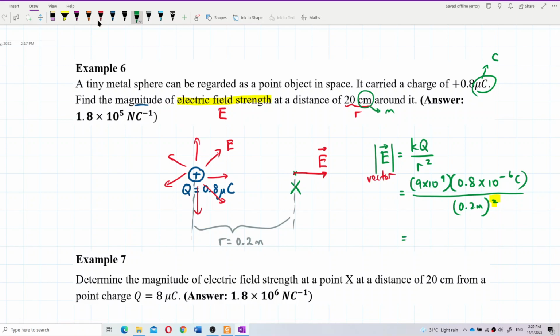Okay, let's calculate the value. 9 exponent 9, 0.8 exponent negative 6, divided by 0.2 squared. I got 1.8 exponent 5. What's the unit for this electric field strength?